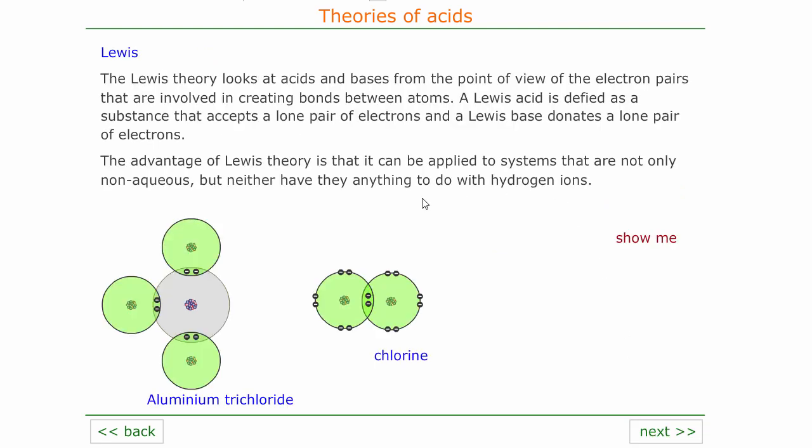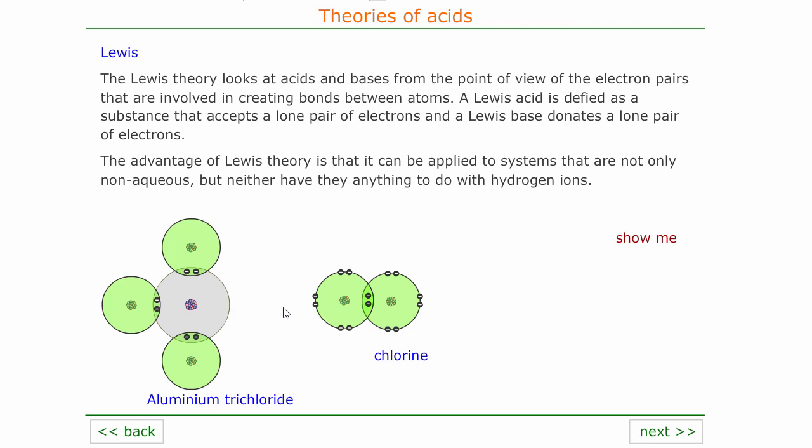Lewis, however, is involved with the electrons. Now here we have aluminium trichloride, which is an electron deficient species. Count the electrons up around the aluminium, there are only 6 electrons. Normally 8 electrons is a full complement of electrons in a shell, so it's missing a pair of electrons. So aluminium trichloride can accept a pair of electrons. It is a Lewis acid.